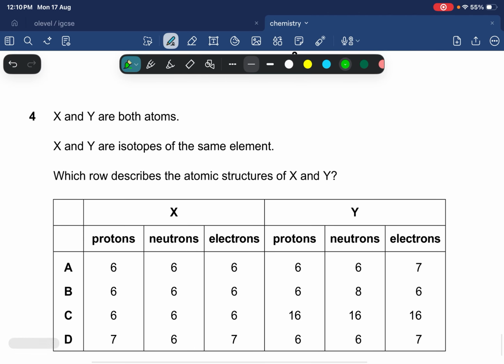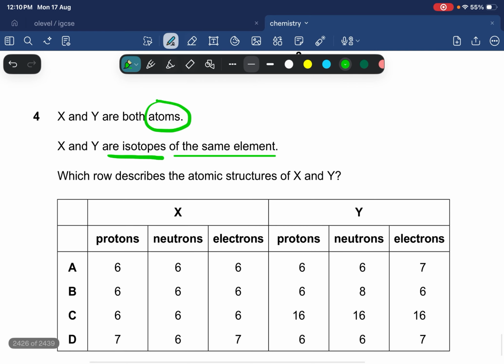X and Y are both atoms. Atoms means the same number of protons and electrons, but neutrons can be different. X and Y are isotopes of the same element. Same element means the same number of protons, not electrons. I always tell people, how come they confuse this thing, that isotopes or same element means the same number of electrons? No, only the proton number makes an atom of a certain thing.